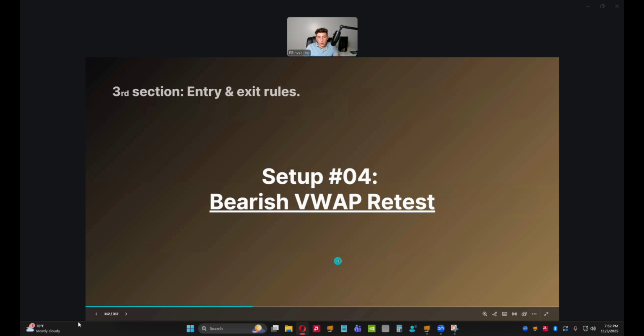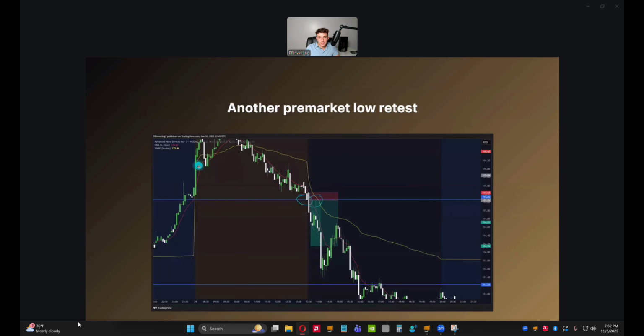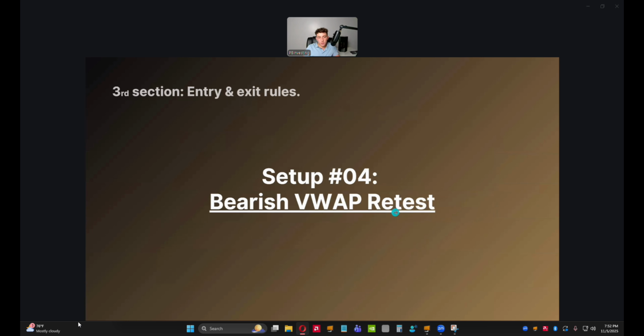Setup number 4. Trim is like a sell, guys. So trim is like when you're selling, but you're not selling your full position. Maybe you're selling a couple contracts or 30% of your position. Stop loss on a VWAP retest if it gets above VWAP.